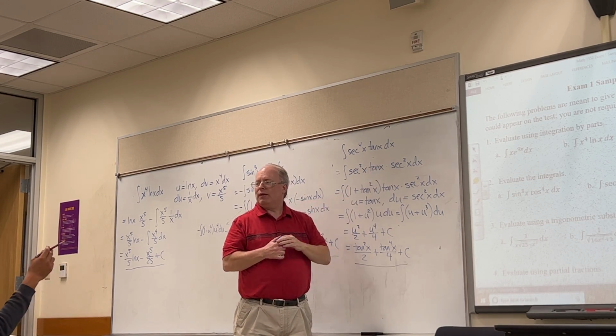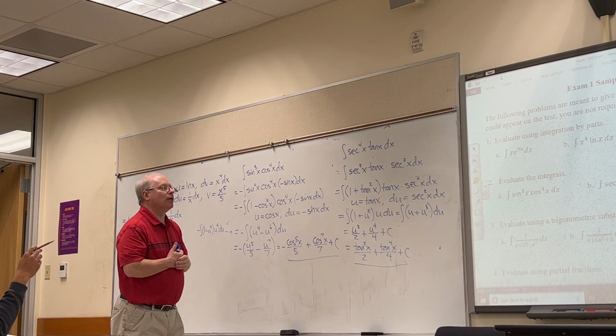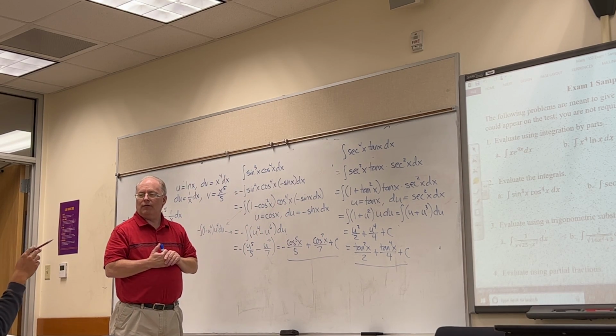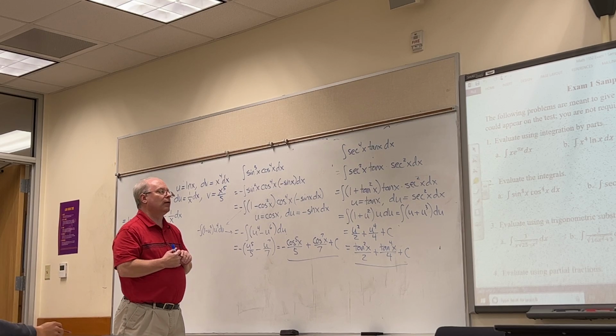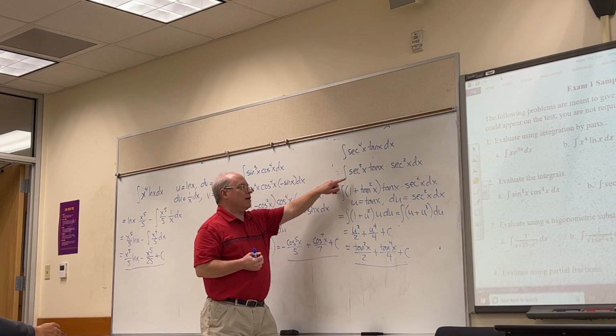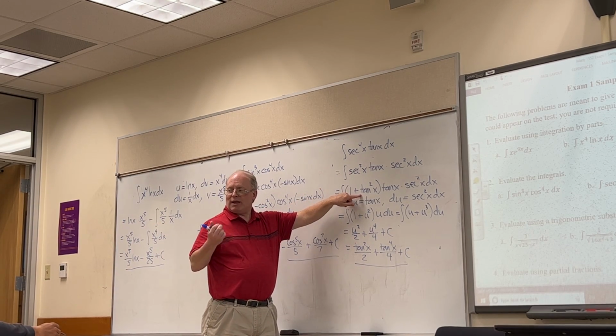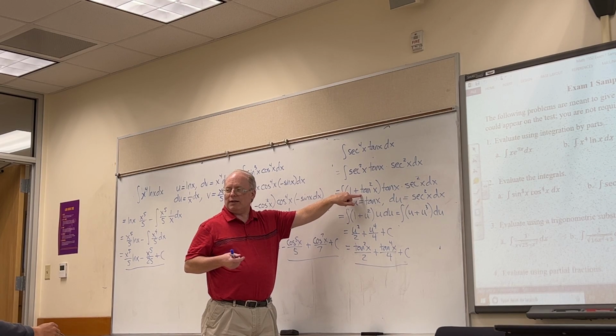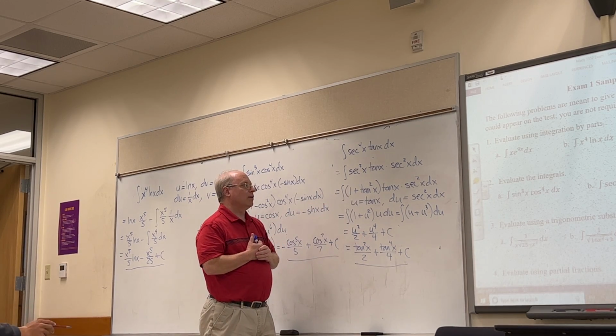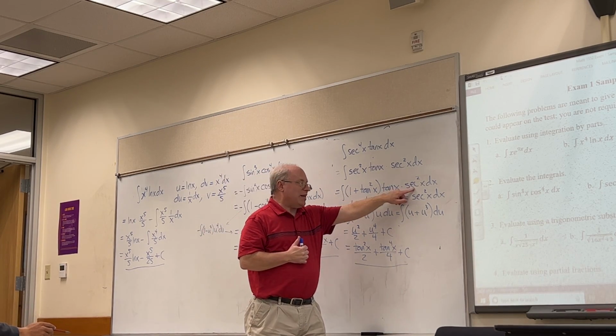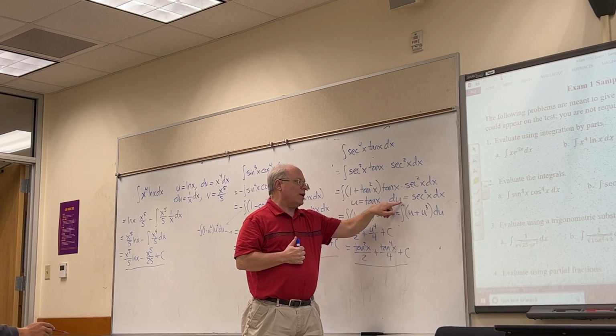I think I misworded it. I meant substituting. We substituted secant squared of x, and we got 1 plus tangent squared of x, because secant squared of x is equal to 1 plus tangent squared of x. That's one of the identities. So why didn't we do the other secant squared? Because we need the secant squared of x there so that we have du.